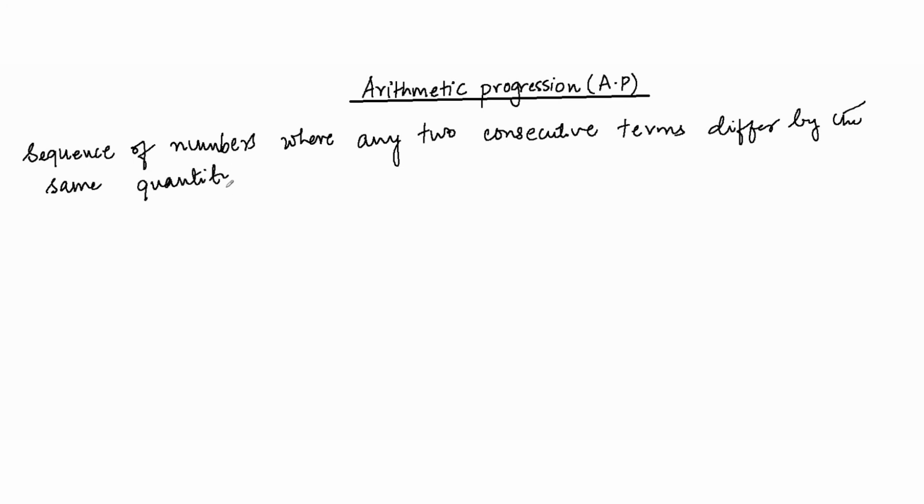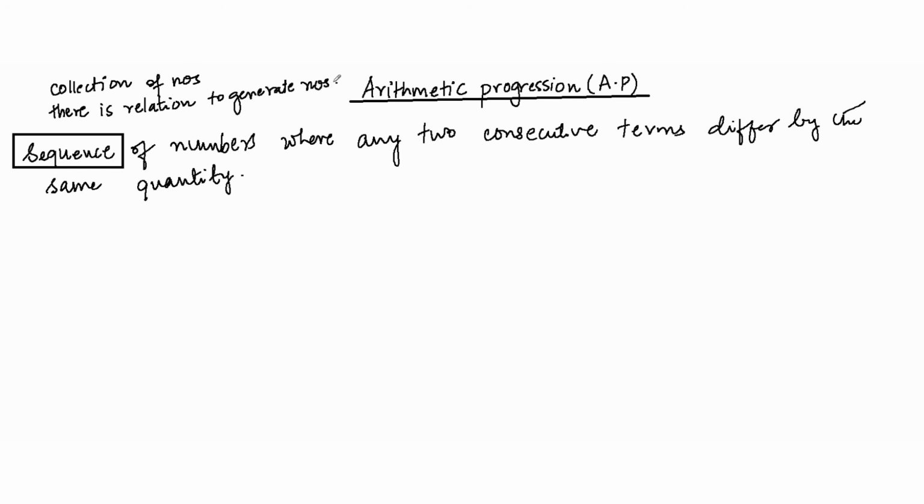So let me explain this in more detail. But before we understand what arithmetic progression is, let us first understand what is meant by a sequence of numbers. A sequence of numbers is basically a collection of numbers where there is a certain relation to generate the numbers. Okay, so let me give you some examples.